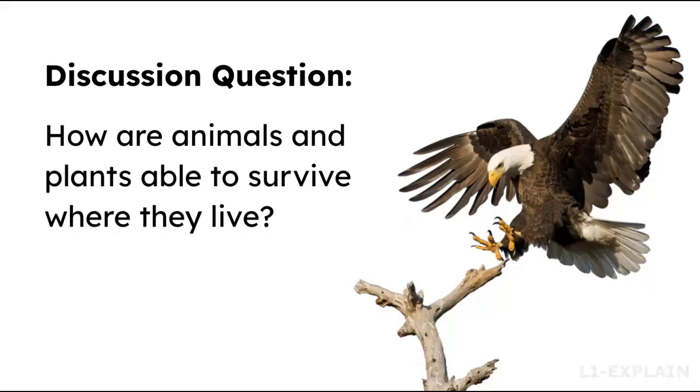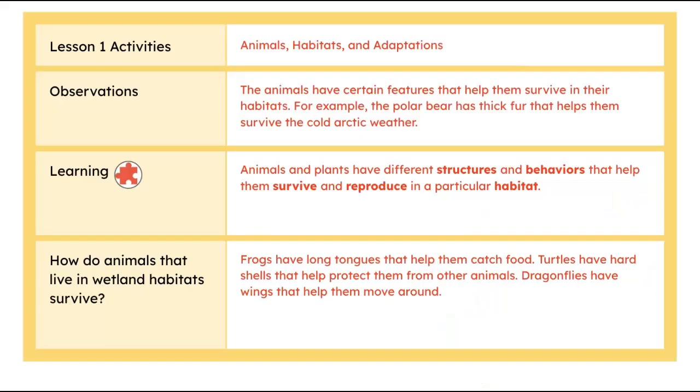For the Explain portion, you'll bring the class together and lead a discussion about students' observations from the investigation. You'll use the provided questions to guide your discussion around the question, how are animals and plants able to survive where they live? The goal of this class discussion is to analyze student observations of the different animals and their habitats to determine that organisms have structures and behaviors that help them survive and reproduce.